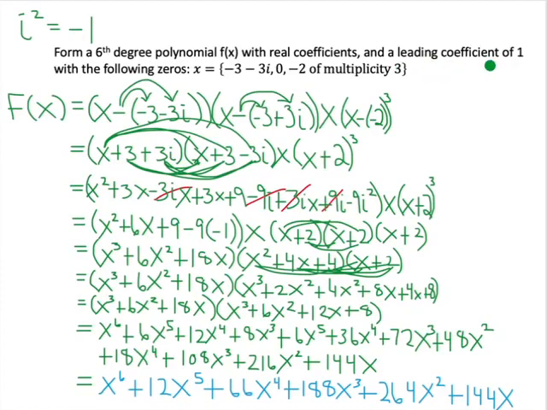But we were only given a leading coefficient of 1, so there's no extra number to multiply. It's just a 1 there. And then, of course, we have our zeros right here that helped us to create our polynomial. So I hope you understand a lot more how to do a problem like this when you come across it. I'll see you in the next video.